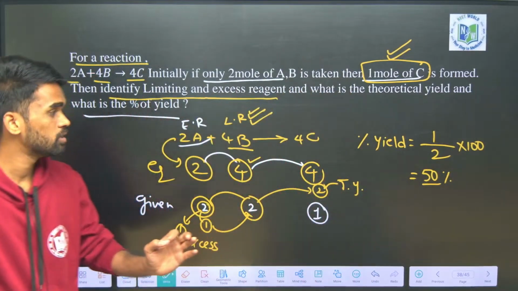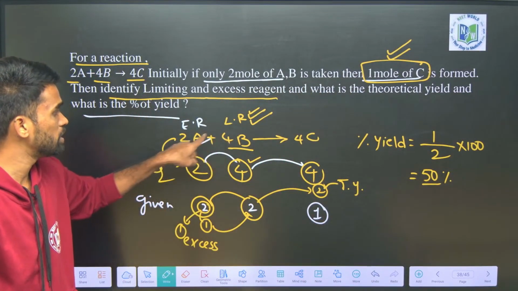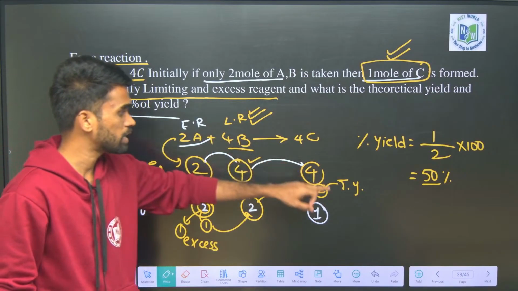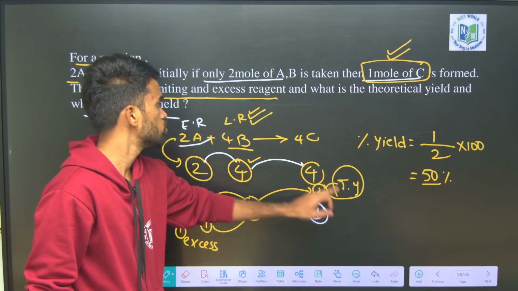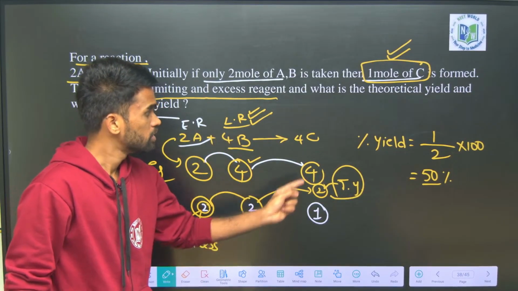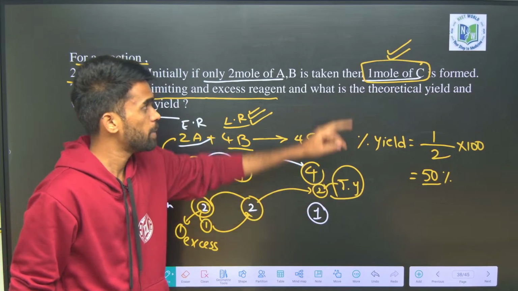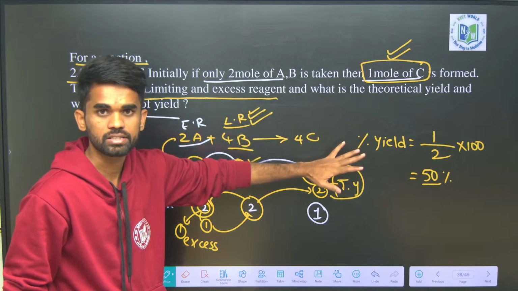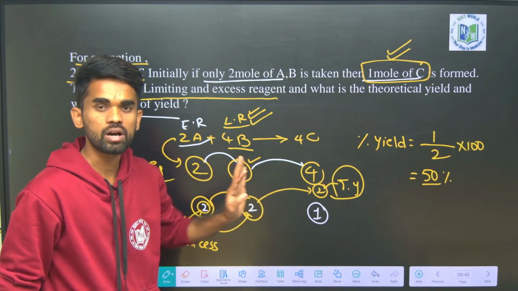Hope this is clear: how we have identified the limiting reagent and the excess reagent. After identifying the limiting reagent, we calculated the theoretical yield using the limiting reagent concept. After that, the theoretical yield is compared with the experimental yield, and the ratio gives us the percentage yield. That's it. These are the 3 steps involved in the question.